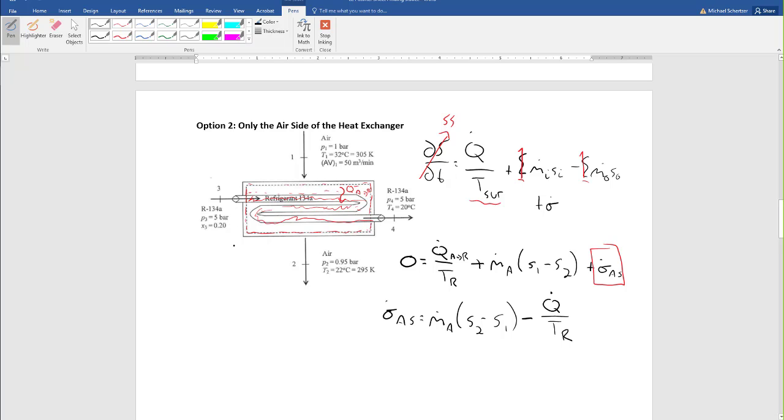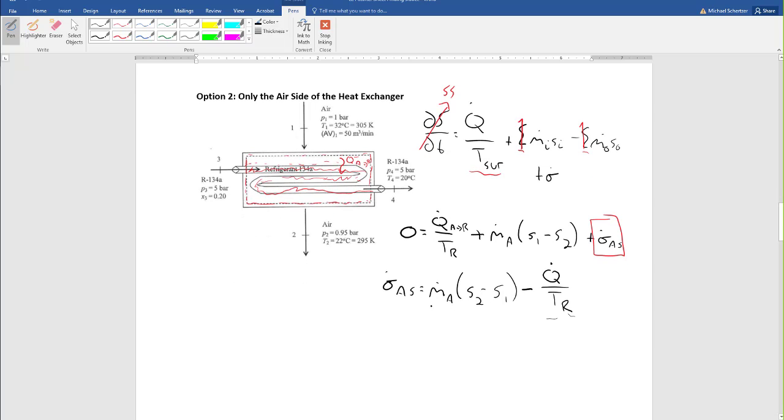Now the refrigerant is the cold space. Well, here's what you do, because you're going to have some choice on T_R. So here I'd have to fix the states. What we're trying to figure out is whether this is positive, negative, or zero. I know the mass flow rate. I'm going to have to fix the states in the air. I know Q dot was given to me.